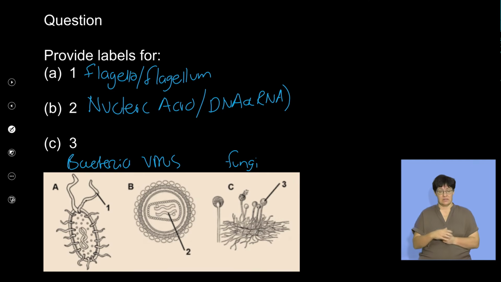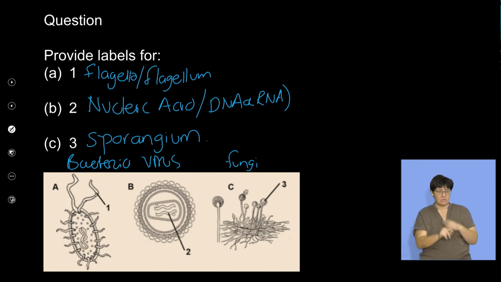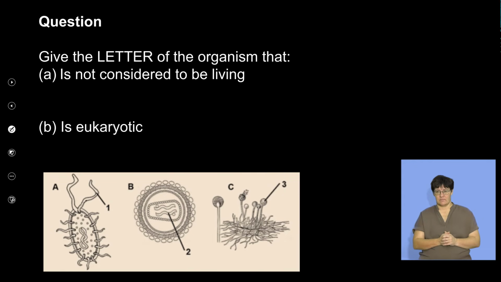Number 3 is that black ball that I see on top. It's a really dark color. That's what we see. And it holds spores, so we call it a sporangium. If we go back to all our distinguishing characteristics, remember what I said? You had to know what a simple, typical diagram of each of the microorganisms would be.